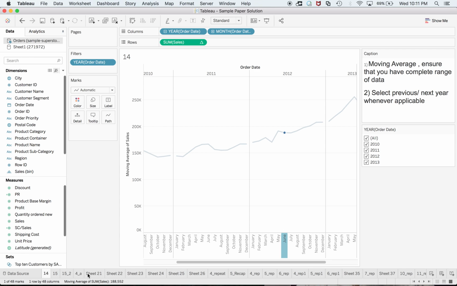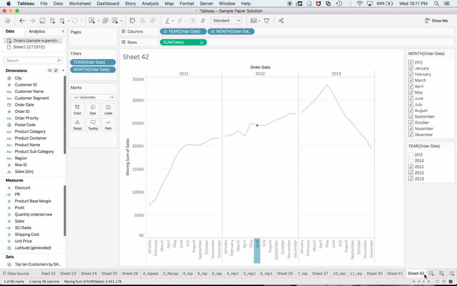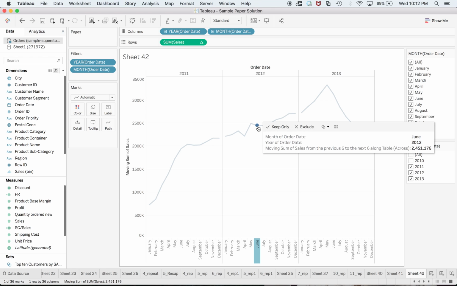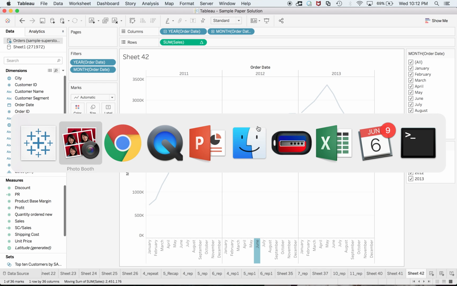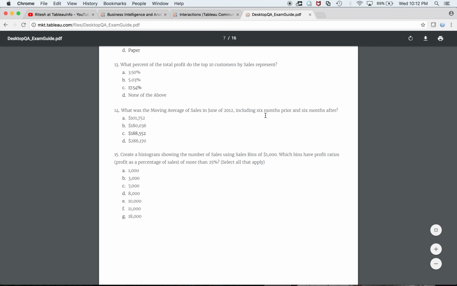Ensure that you have the complete range of data. Select previous year, next year whenever applicable. So I'll not deselect those years. Let me see the moving average of sales in June 2012, including 6 months prior and 6 months after.